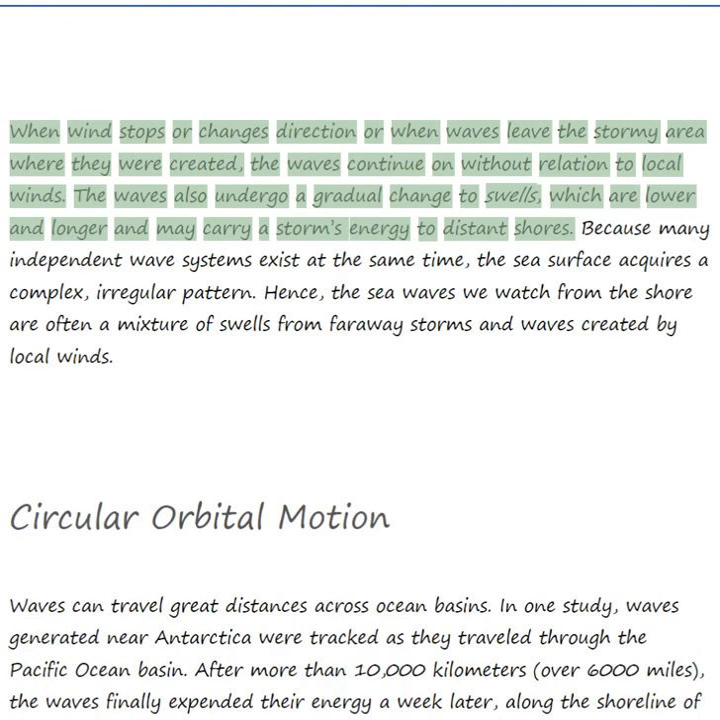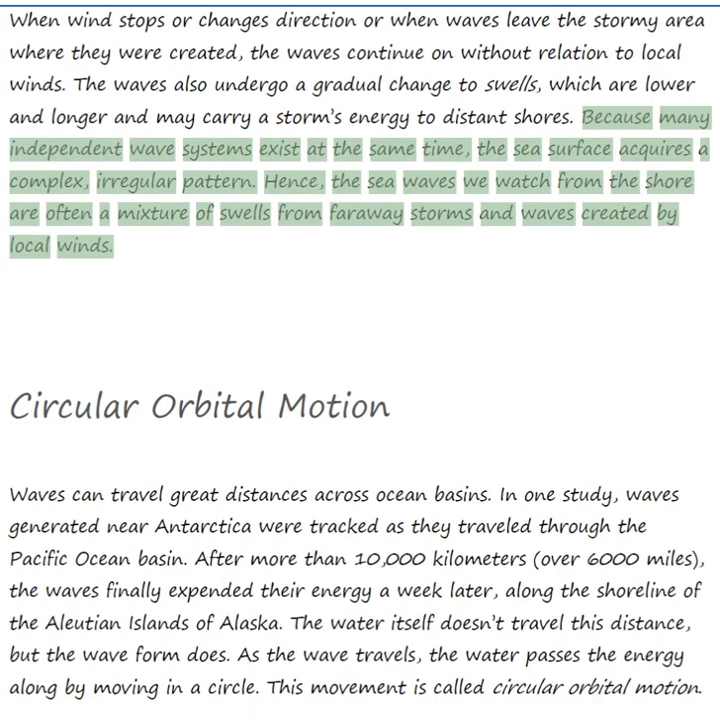When wind stops or changes direction, or when waves leave the stormy area where they were created, the waves continue on without relation to local winds. The waves also undergo a gradual change to swells, which are lower and longer and may carry a storm's energy to distant shores. Because many independent wave systems exist at the same time, the sea surface acquires a complex, irregular pattern. Hence, the sea waves we watch from the shore are often a mixture of swells from faraway storms and waves created by local winds.